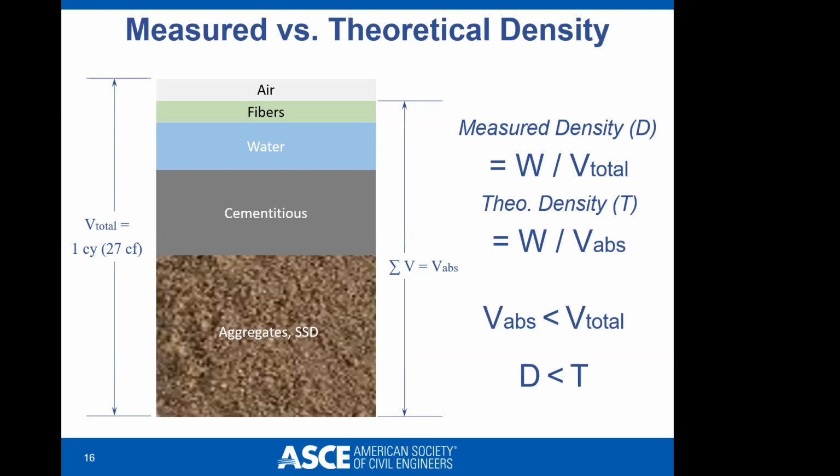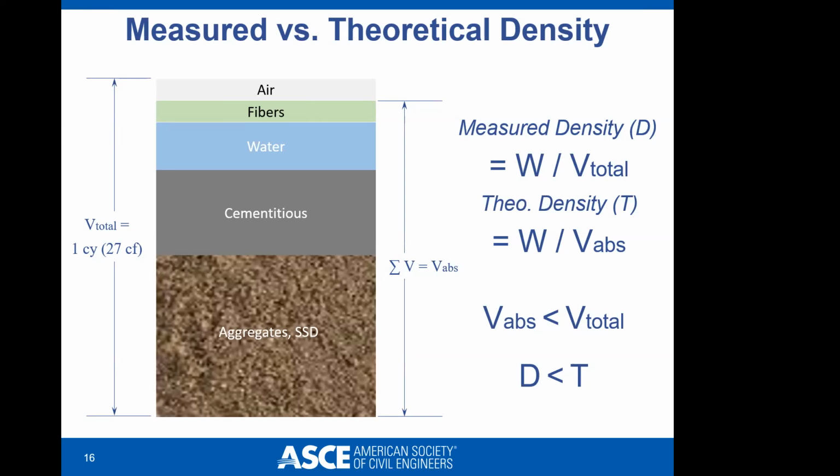That will give you your measured density. That's how you figure that out. A theoretical density does not account for air. So you still have the same weight, but your volume is less. So your theoretical density must be greater than your measured density. And a lot of times we'll see just the opposite. That gives you an error as well that we generally see.